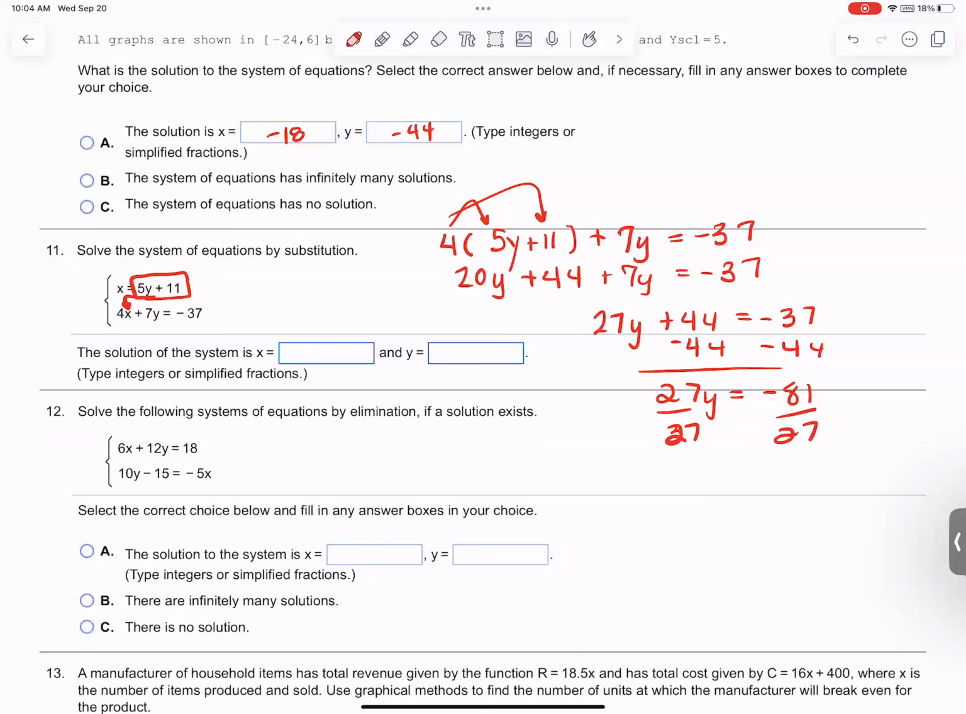What's 81 divided by 27? Is that -3? That's y, Lisa. Okay, then how do we calculate x? We're going to use that equation, x equals 5y plus 11. Is that -4?